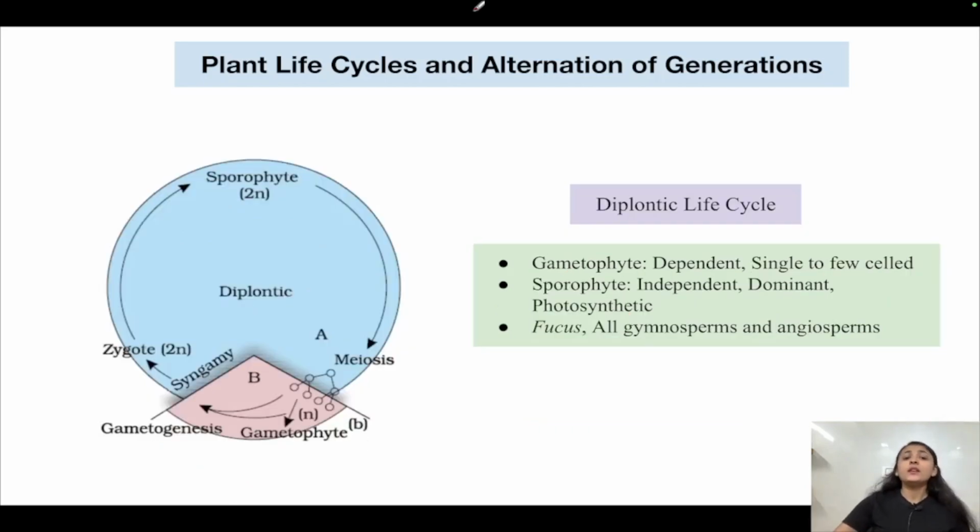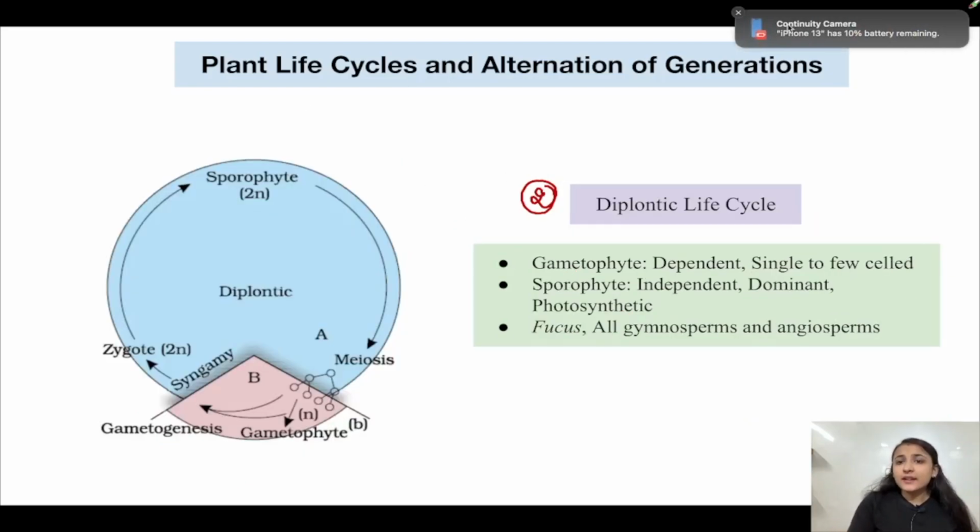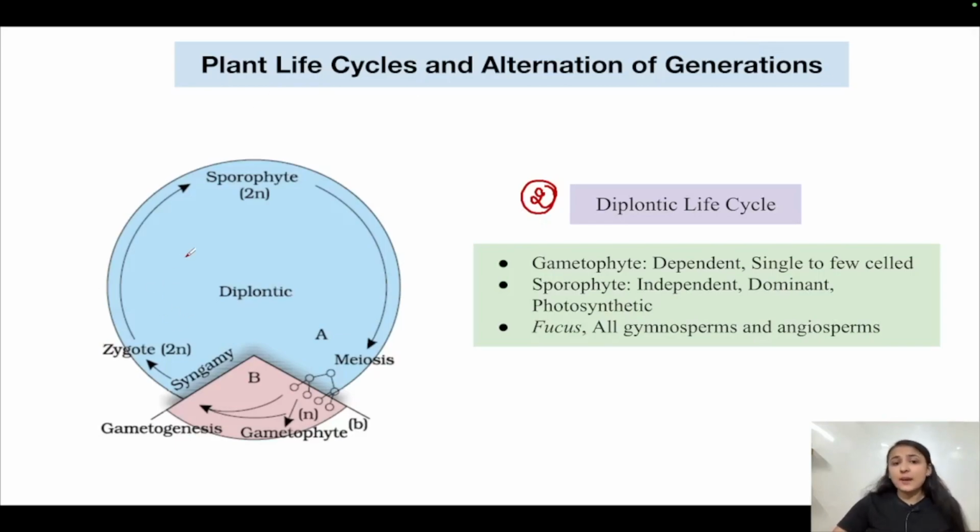Now the second kind of life cycle is the diplontic life cycle. In haplontic, the duration of the haploid phase was more, the gametophytic stage was more, and the duration of the sporophytic stage was less. In the diplontic life cycle, the opposite is happening here. The duration of the sporophytic stage is higher or bigger and the duration of the gametophytic stage is smaller or reduced. Here the gametophyte is reduced and dependent and the sporophyte is free living and independent.